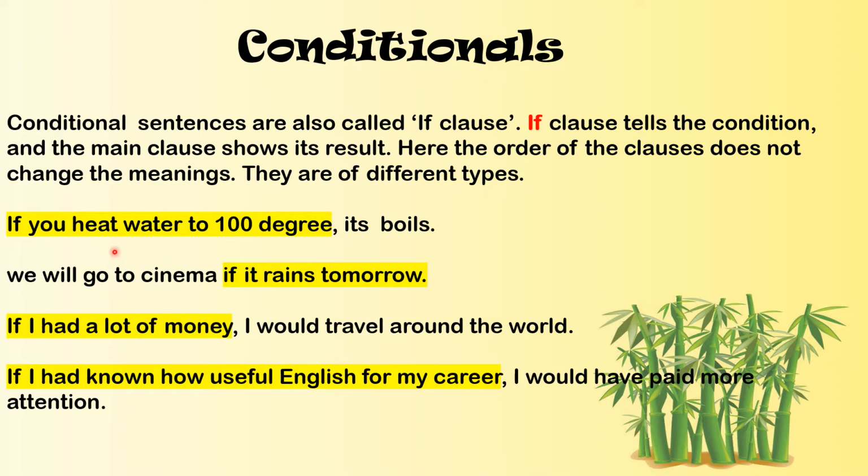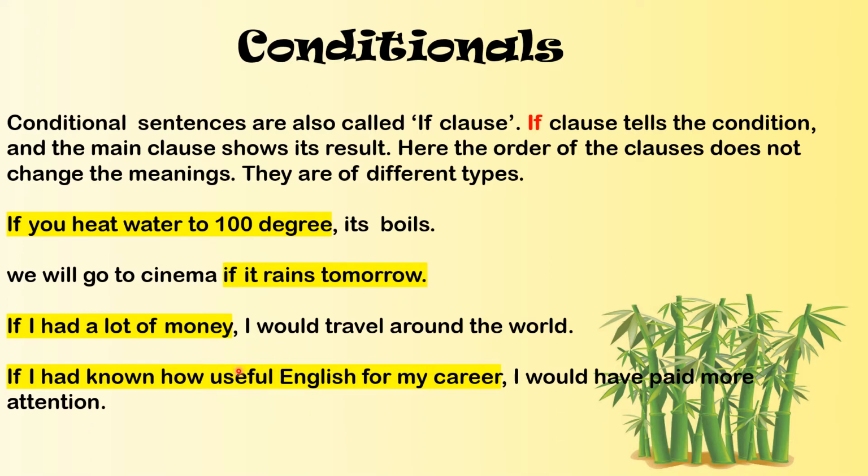Now in front of you, these are the 4 different types of conditionals. If you heat water to 100 degree, it boils. This is zero conditional, which I'm going to discuss today with you. If it rains tomorrow, we will go to cinema. This is conditional type 1. If I had a lot of money, I would travel around.